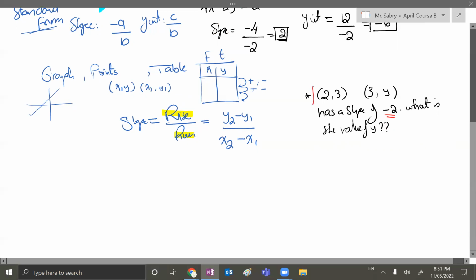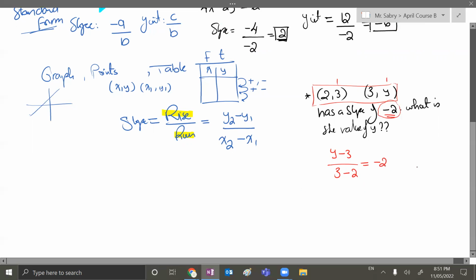We'll go back to what we know. Whenever we have points, we calculate the slope through y2 minus y1 over x2 minus x1. So that's what we're going to do. We're going to put y minus 3, this y minus this y, over x2, which is 3 minus 2. And this has to be equal to the slope that they told me, because they said that this line has a slope of -2. So once I calculate the slope, it should equal -2.